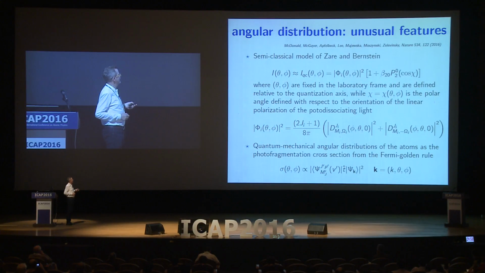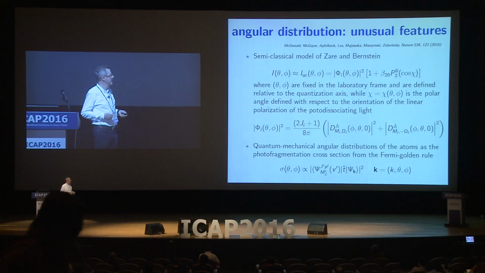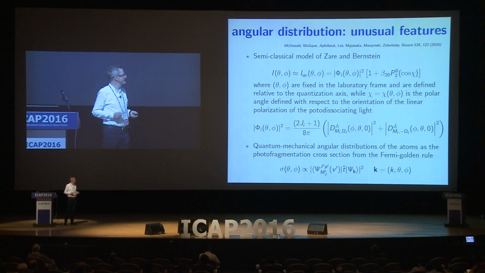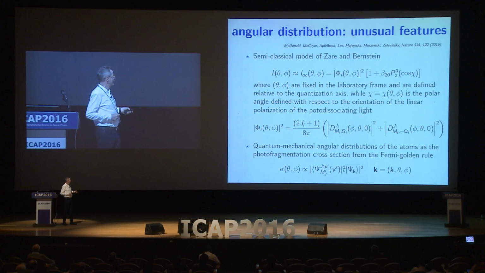And well, the photofragmentation is characterized by this kind of function, where we have theta and phi that are fixed and defined with respect to the quantization axis. And then we have chi, which is the polar angle defined with respect to the orientation of the polarization of the photodissociating laser. From the quantum mechanical point of view, the photofragmentation cross-section is defined just by the Fermi golden rule as given here.